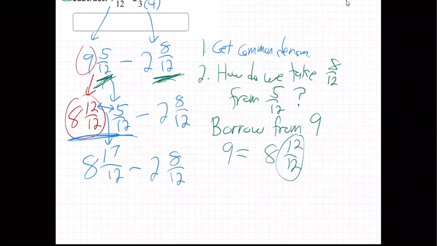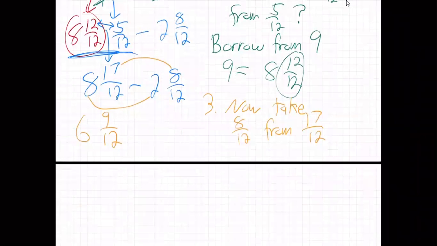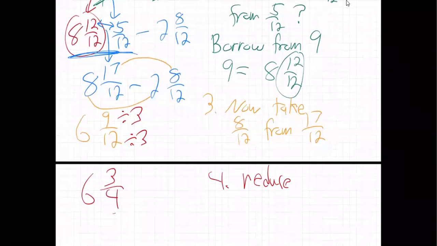Now I can subtract, can't I? Step 3. Now take 8/12 from the 17/12. Now I can do it. So I can go 8 minus 2 is 6. 17 minus 8, what is that? 9/12. And one more step, final step, step 4, reduce. So I'm going to divide by 3, top and bottom. And so this will be 6 3/4, and we're done.